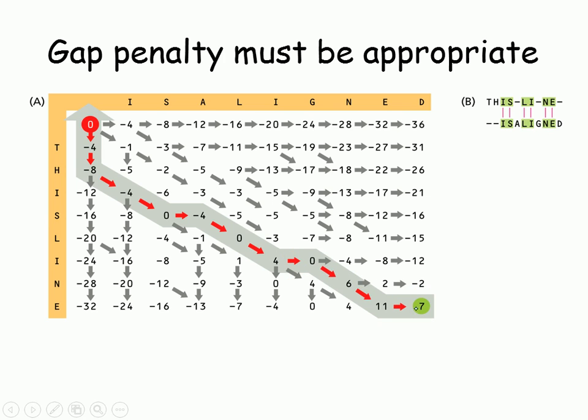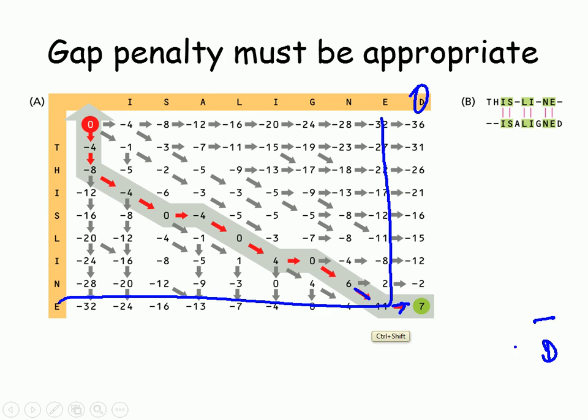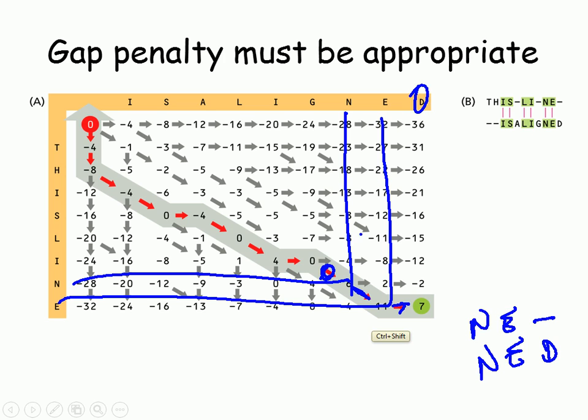Let's do that. So here you are taking an arrow to the right. That means D is aligning with a gap. And then a diagonal means an E is aligning with an E. And then another diagonal, N is aligned with N. So that's that diagonal right there. And then there's a gap. So you are introducing this G, but not introducing a gap in the first protein. That's like that. And then a gap, and then a diagonal means I is aligned with I.